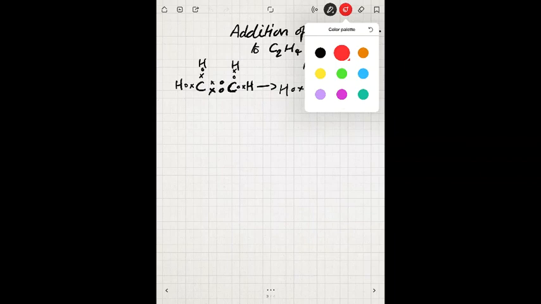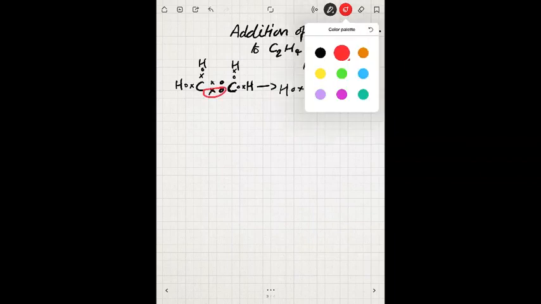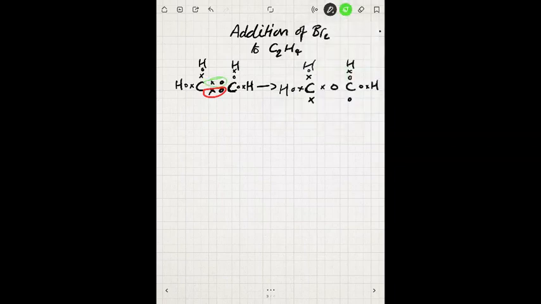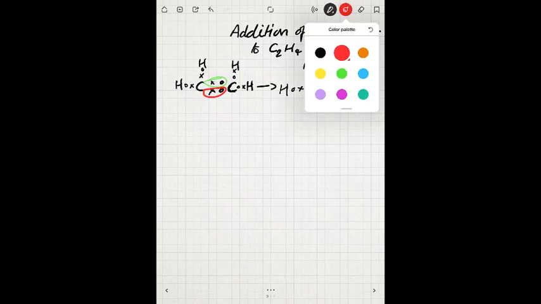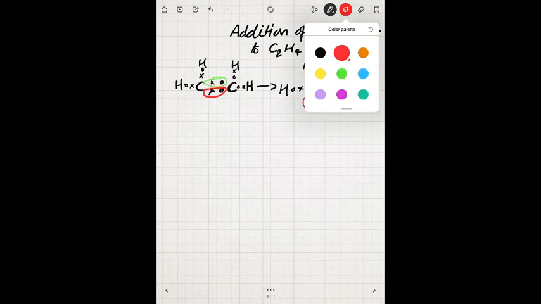In our alkene, we've got carbon-carbon double bonds. We've got 2 shared pairs of electrons. One of those shared pairs of electrons is going to break. The bond is going to break, which results in 1 carbon having an unpaired electron and a second carbon having an unpaired electron. And that's what's going to allow it to make new bonds with the bromine.